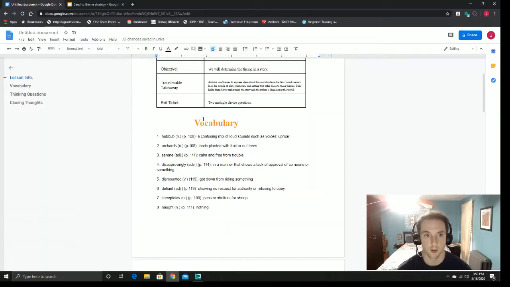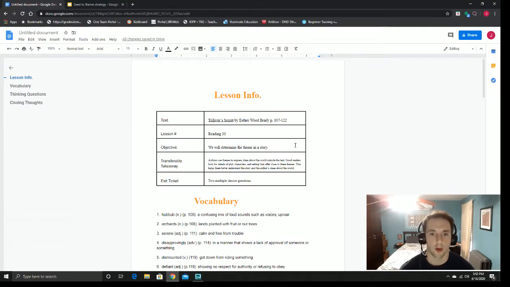Today we're going to be diving into Chapter 9 of Toliver's Secret, also Lesson 30, and let's get right to it. What you're going to be looking at when you first begin is your lesson materials. We're going to be doing Lesson 30, pages 107 to 122.